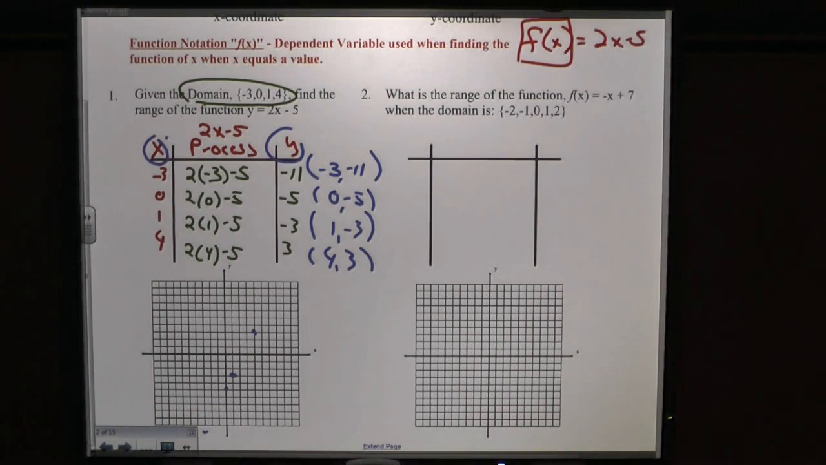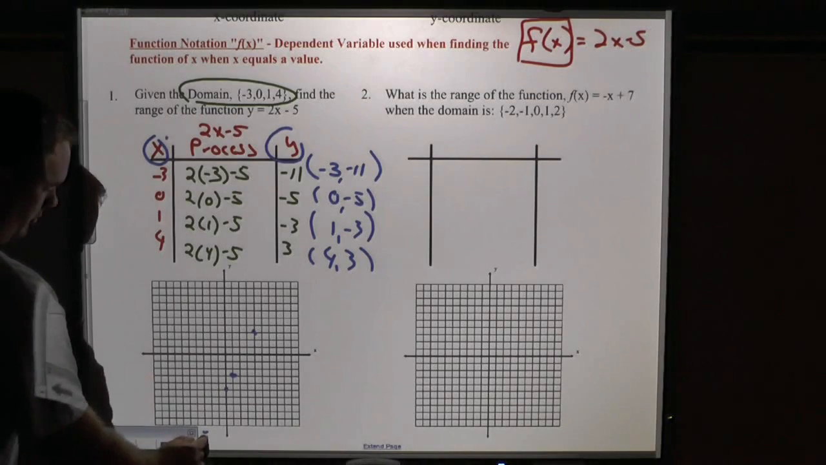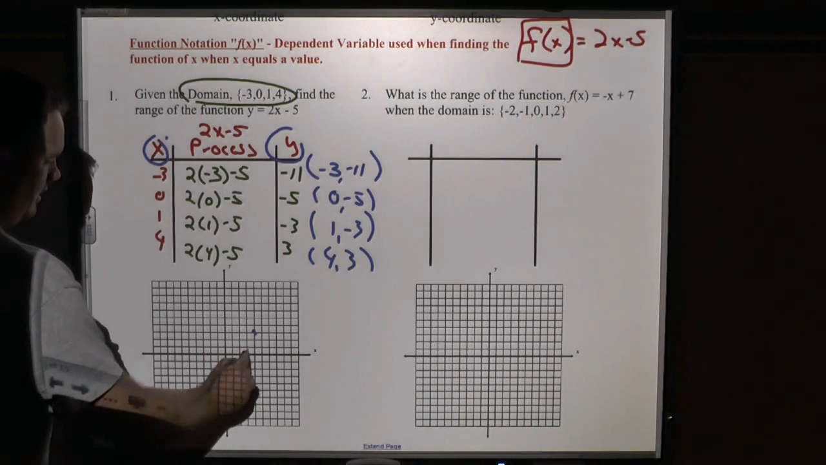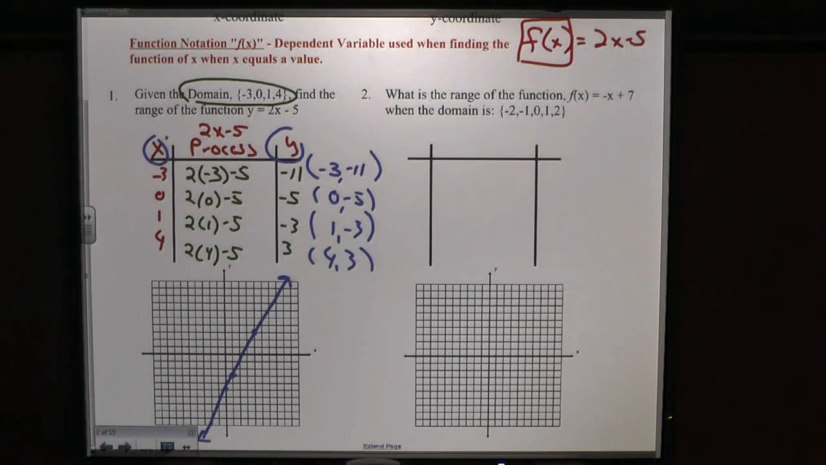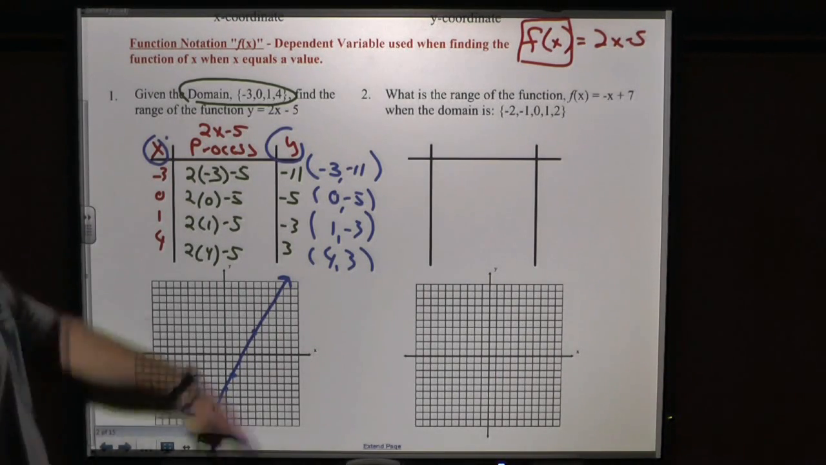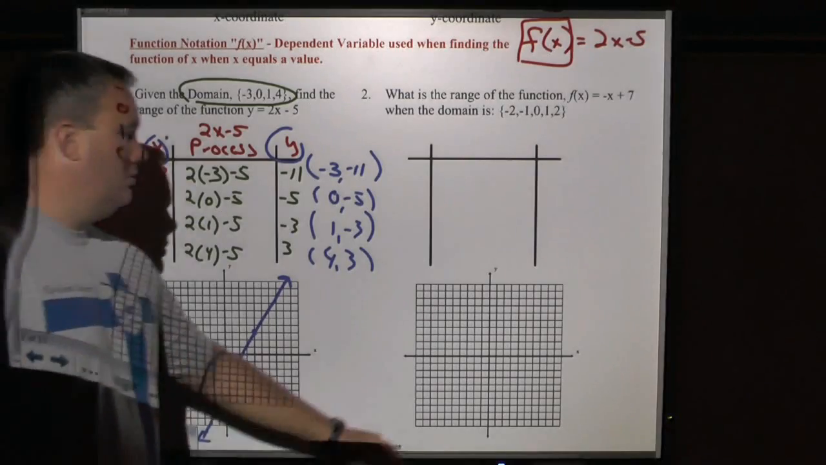Hopefully one of the things you'll notice is that this set of points will make a line. Right? It'll produce a line. And what we'll actually do is we'll draw a line through those and show this is the graph for the function y equals 2x minus 5. All right? That's what it looks like. All right. So, let's move on to number 2.